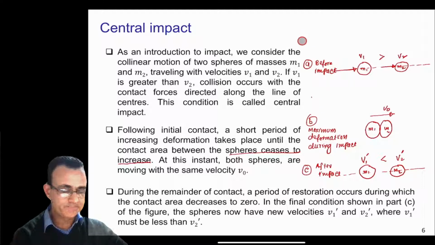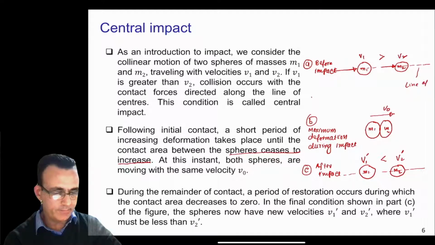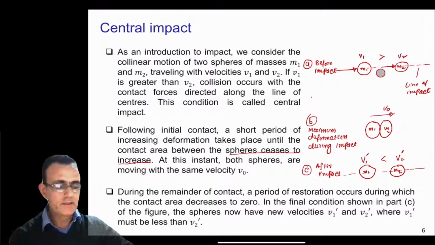So these are the main three events that occur during the impact. Before impact, v1 was greater than v2, and the bodies were moving along the line of impact, so this is our line of impact, and therefore we call this central impact. Now the two bodies collide with each other, and at one point we get the maximum deformation, and at that maximum deformation the two bodies will be moving with the same velocity, which we represent by v naught, and then they start to recover from the impact.